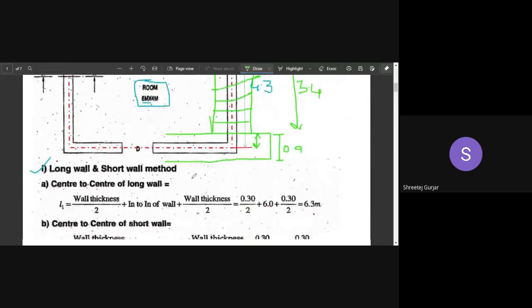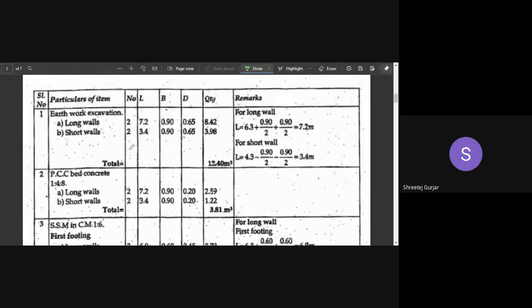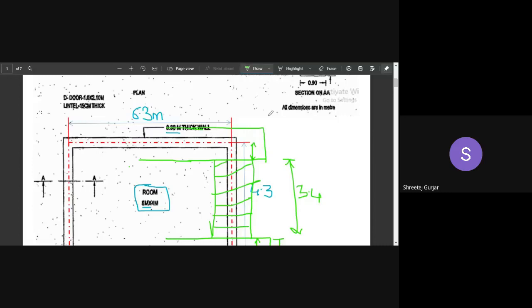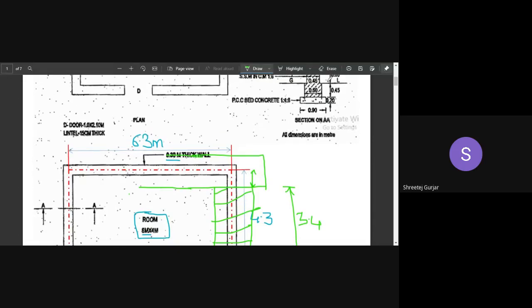Coming to your length part, the length part is the same thing, 7.2. Why? Because the width of your foundation is the same. See, it is the same, no? 0.9, which is the width of your foundation itself. So the calculation of your length for your PCC concrete is the same. Let me just draw again. If you are not clear why it is the same, I will just draw it again.